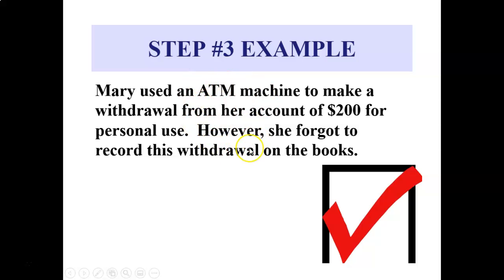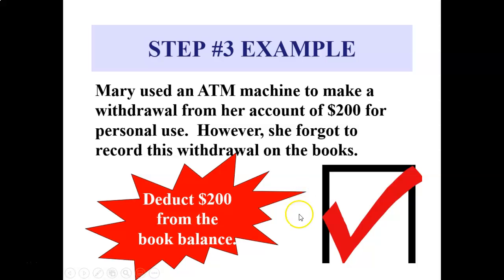Okay, so here's an example of something that might be on the bank statement but isn't on our check register. Mary used an ATM machine to make a withdrawal from her account for $200 for personal use. However, she forgot to record this withdrawal on the books. Okay, and so it's on the bank statement. The minute you stick your ATM card in the machine, it's taking that money out of your account. So the bank knows about it. It's the books that don't know about it, so it's got to go on the book side. And it's money that came out, so it's going to have to get subtracted.